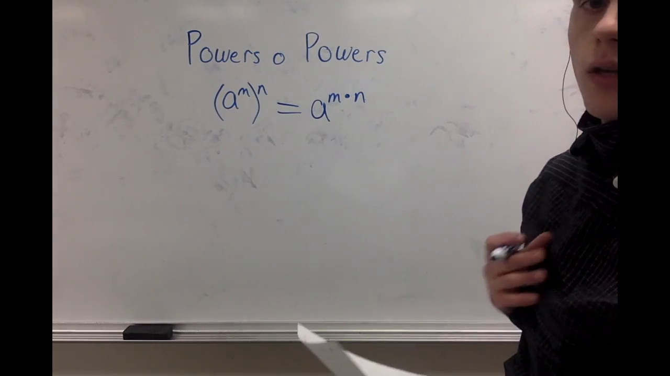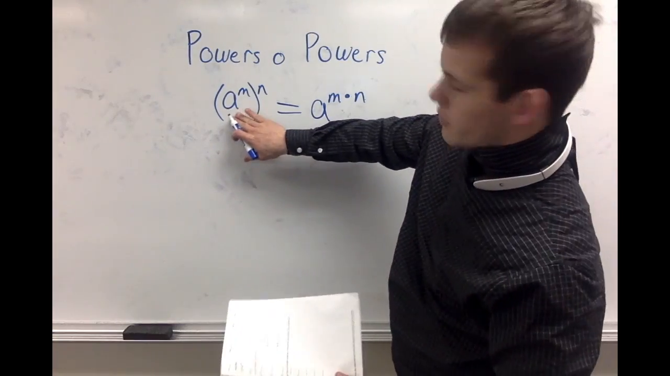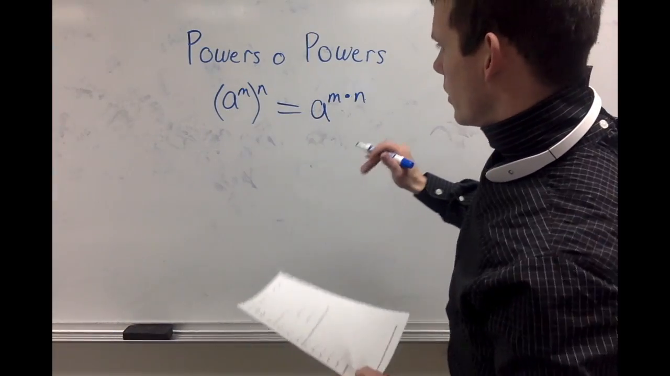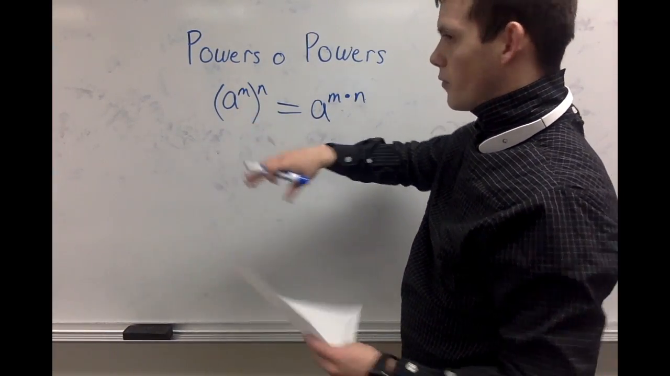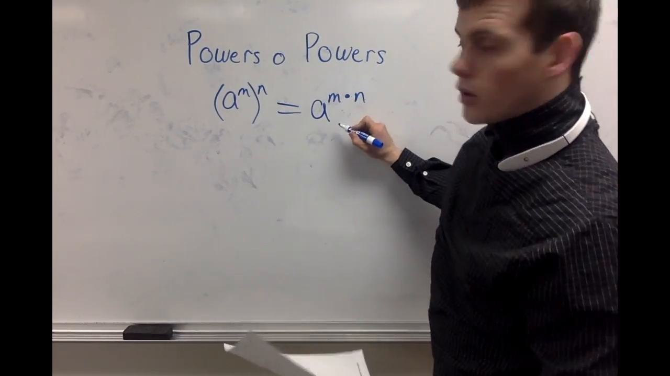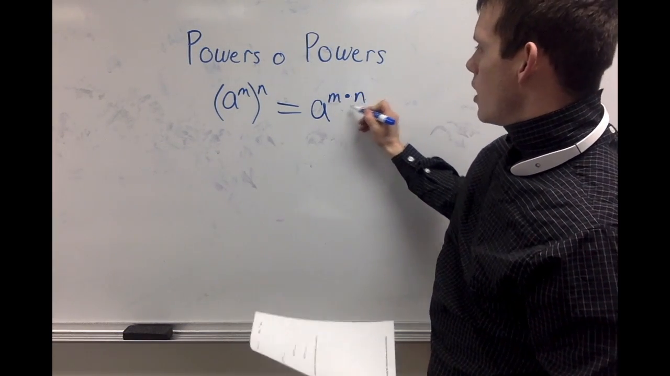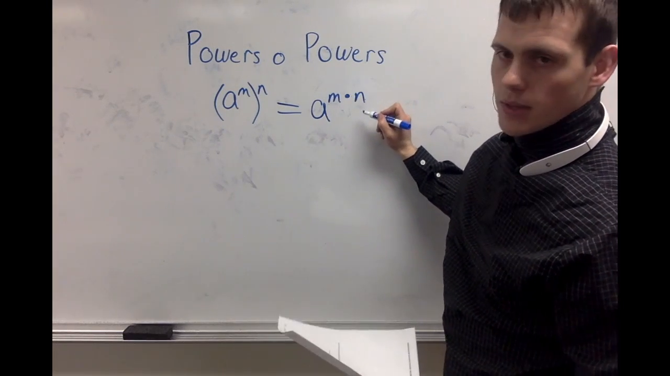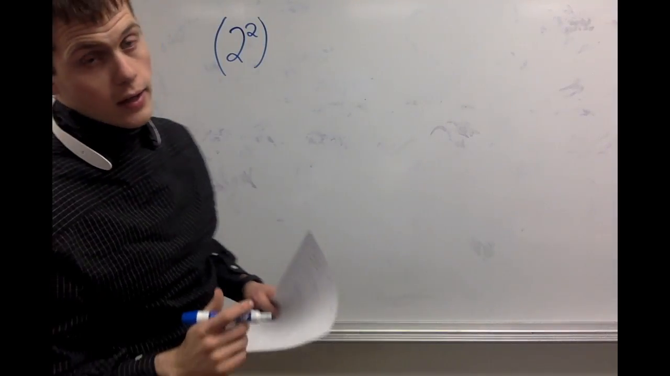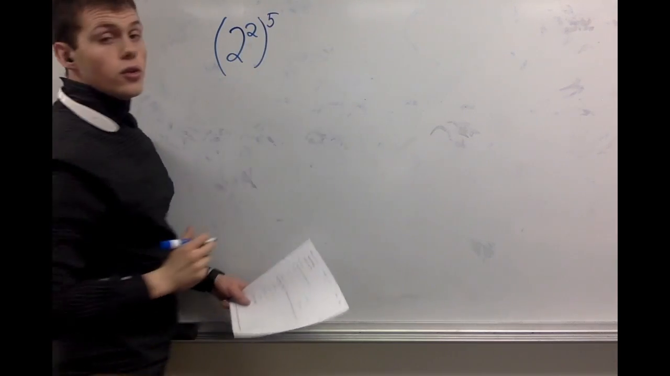Next thing we're going to talk about is powers of powers. Powers of powers simply means we have a number with an exponent, and then we take the exponent of that number. So a to the m, all quantity to the n. So we're going to multiply our exponents here. A to the m times n. Let's look at an example. So here we have 2 to the 2nd to the 5th.